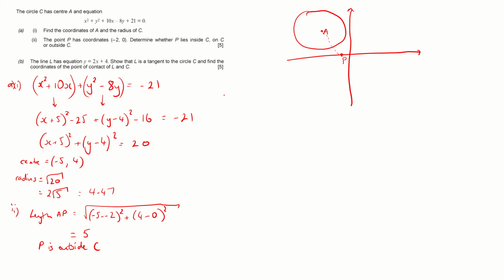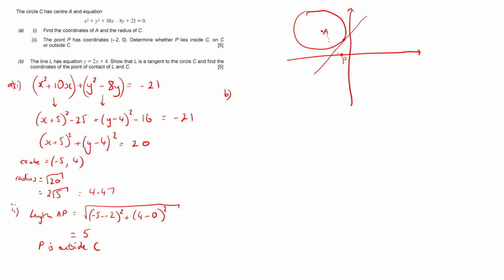That's all right. So, part B. The line L has an equation y equals 2x plus 4. Let's just say that is like that, because the next bit says show that L is a tangent to the circle and find the coordinates of the point of contact.